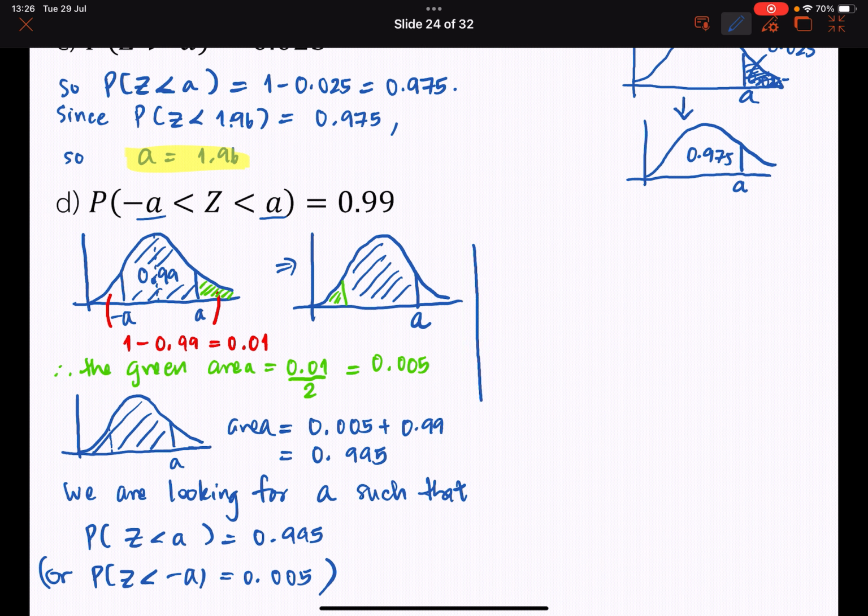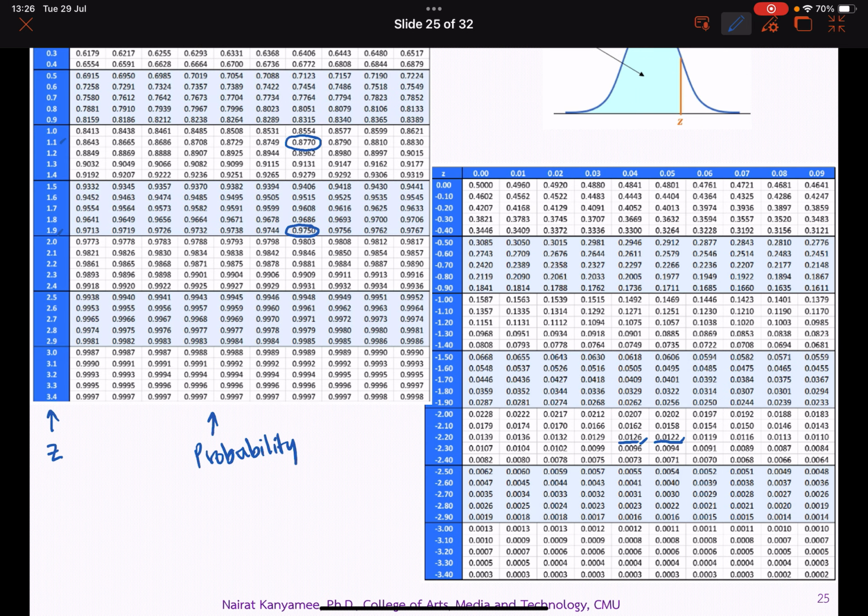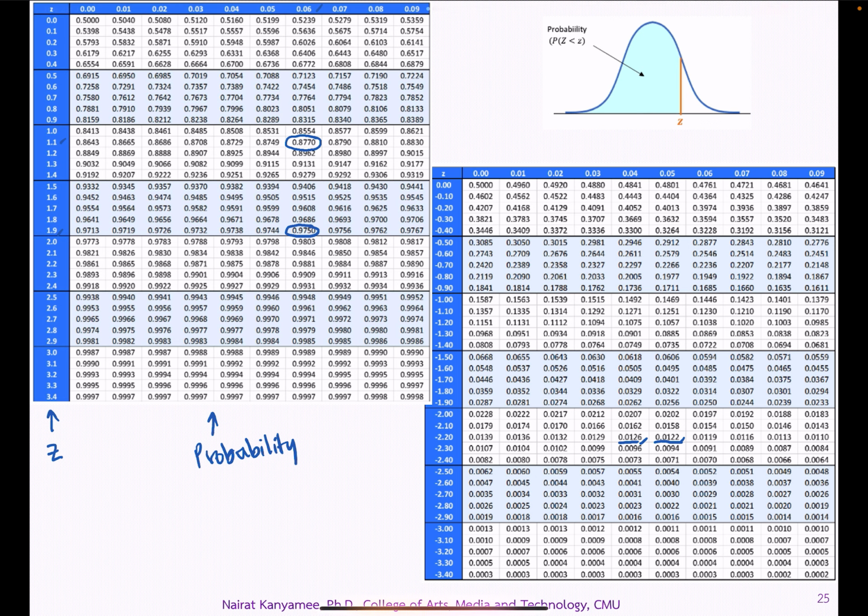Now let's take a look at this. I'm going to use the first one. We look in the table for 0.995. Right here, between these two values, so Z being 2.57 and 2.58. So 0.9950 lies between these two values.